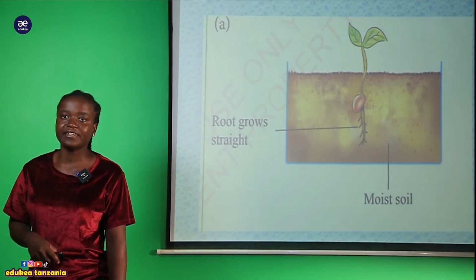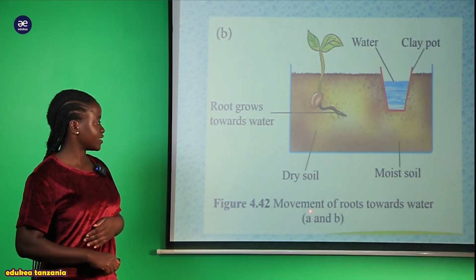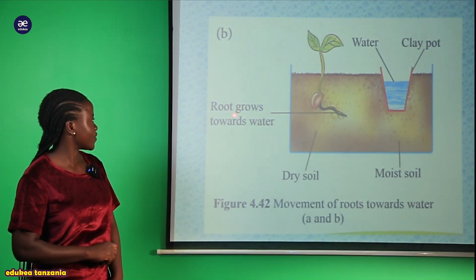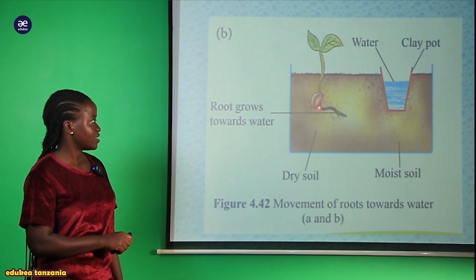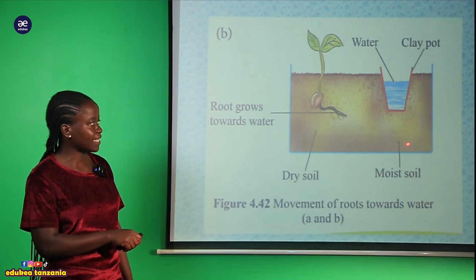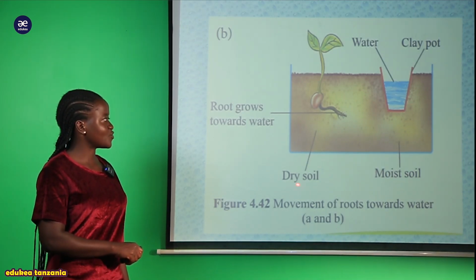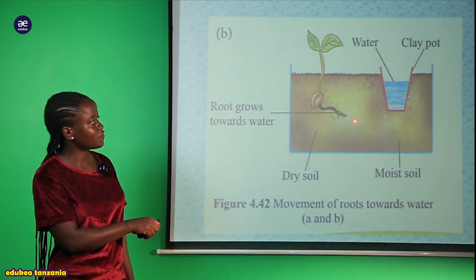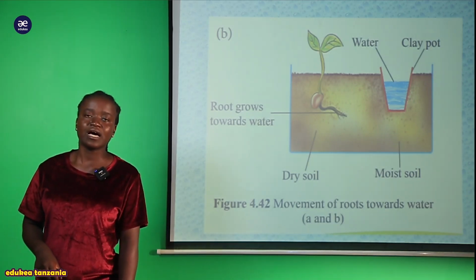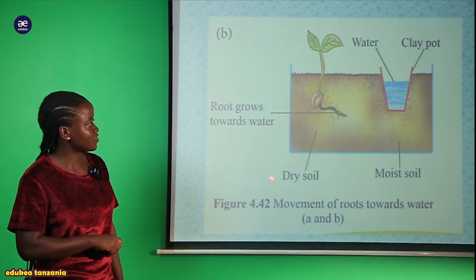But we also have a negative hydrotropic movement. As you can see here, we have this B, the movement of water, A and B. This one is the B. Now you can see we have growth toward the water, meaning that the plant will tend to grow toward the water. Here we have the water, and here we have the clay pot, where here is the moist soil and here is the dry soil. So this root will tend to move toward the direction of water.